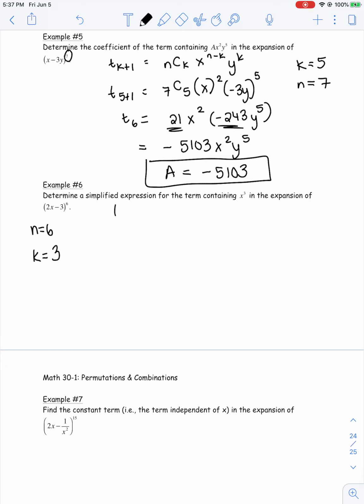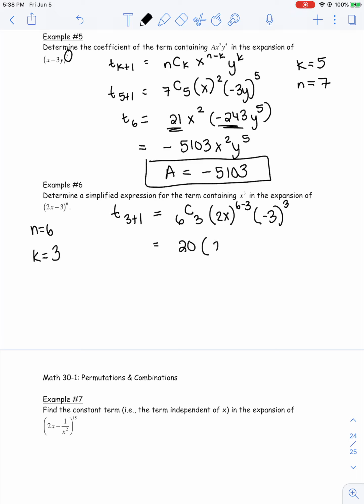So now I'm going to substitute it into our formula. Term 3 plus 1, which is k plus 1, equals 6 choose 3. Our x value is 2x to the power of 6 minus 3. So that's how I figured out that it had to be 3 for your k value. And then your y value, which is negative 3, has to be to the power of your k value, which is 3 as well. So 6 choose 3 is 20.